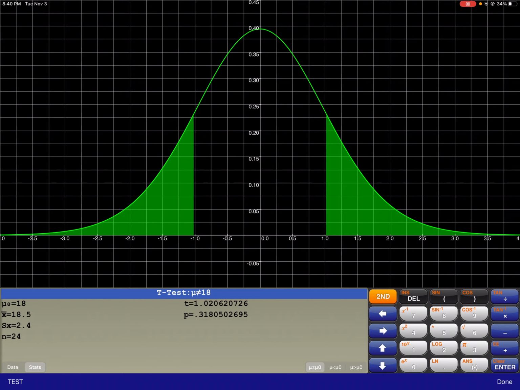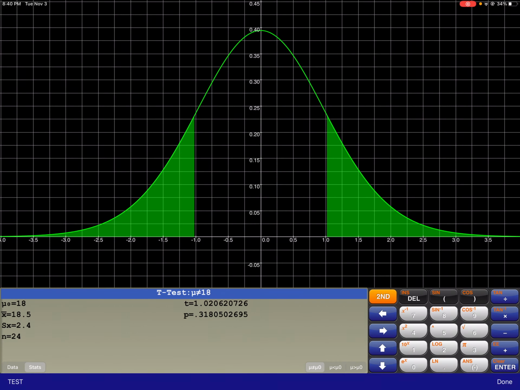You can see my t-value is 1.02, which I think is the same t-value we got. And our p-value was 0.138, which again was the same p-value we had found before. Since we're comparing this to alpha, unfortunately we're not in this green area. So this would be a fail to reject H naught, just like we had found before.